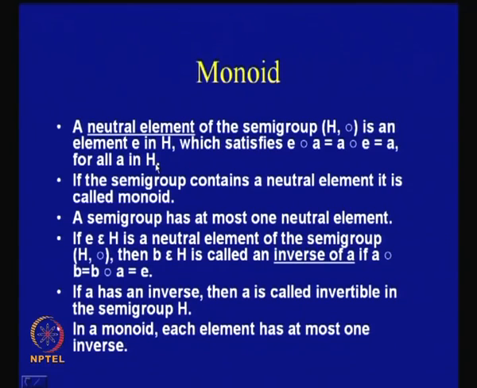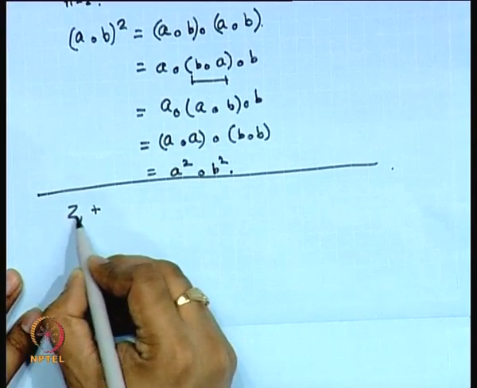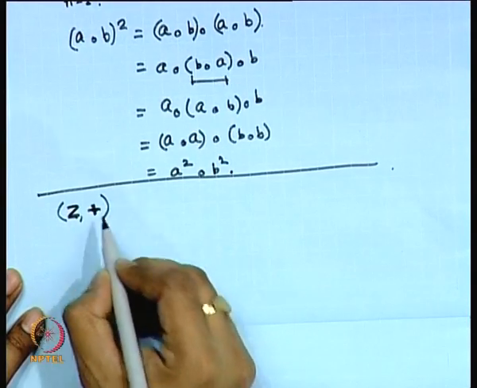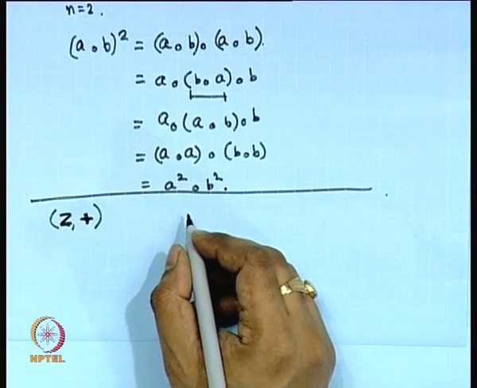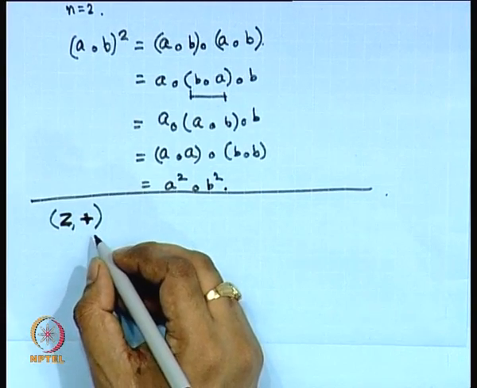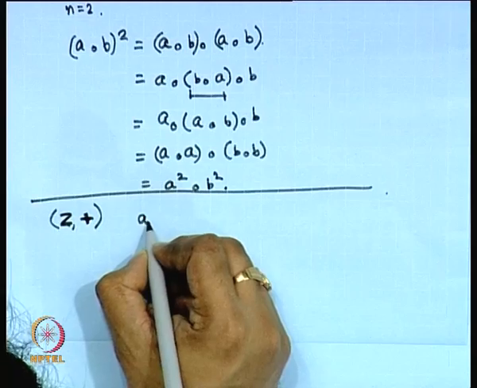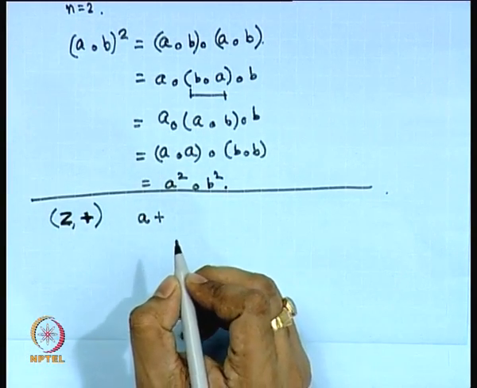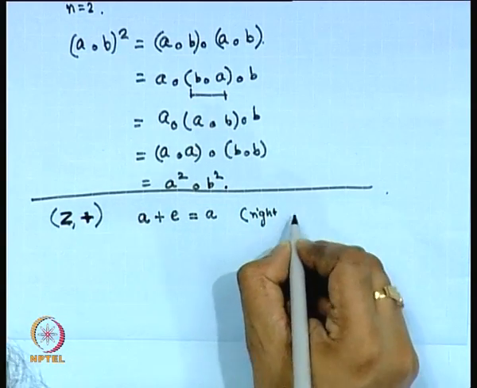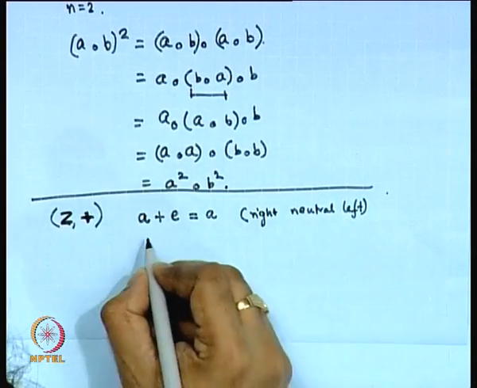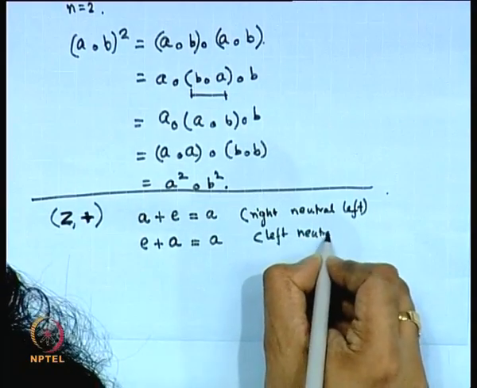An easy way of understanding the neutral element is to consider an example. Let us consider the integer set Z with the plus operation defined. We have just seen that this is an example of a semigroup, so let us see what the neutral element in this set is. I think all of us know it. By the definition, if I take A and apply the operation plus with a neutral element E so that I get back A, this is called the right neutral element. Similarly, there is a left neutral element, which says that if I add E with A and obtain A, then E is the left neutral element.